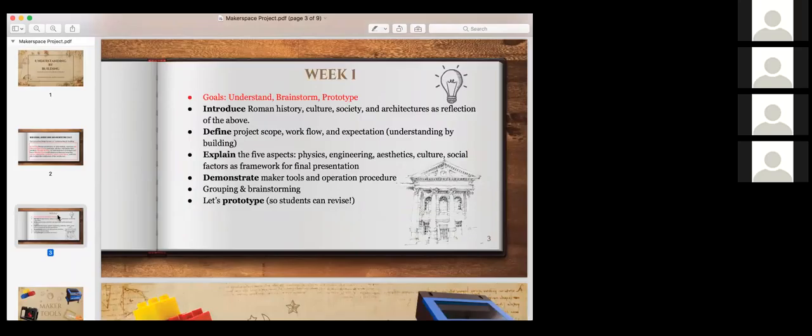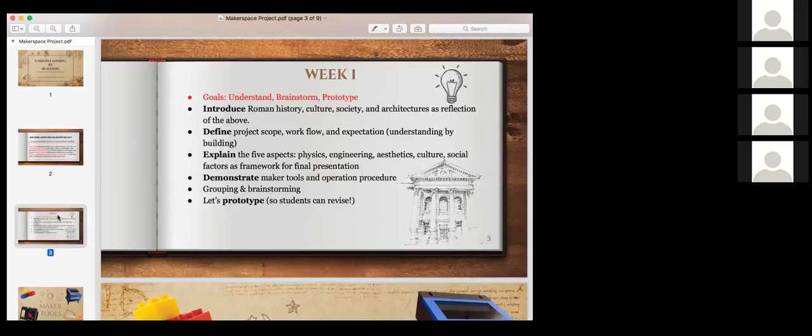So there are four weeks of work. I'm going to talk about week one, and the goals for week one are understand, brainstorm, and prototype. Ideally, we as course instructors will give a brief introduction about the course structure for the four weeks, and then we will touch upon Roman history, culture, and the basic idea. Then we would describe the project scope and workflow, how students work with each other and help each other, and explain the five different aspects.